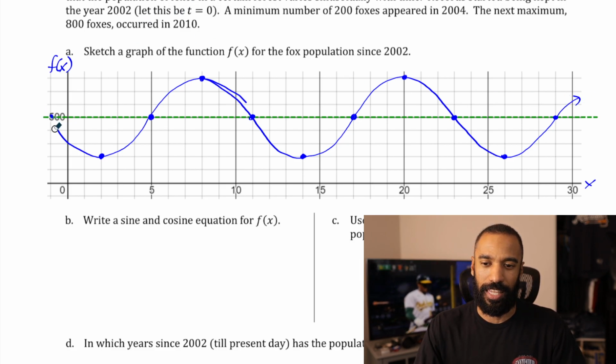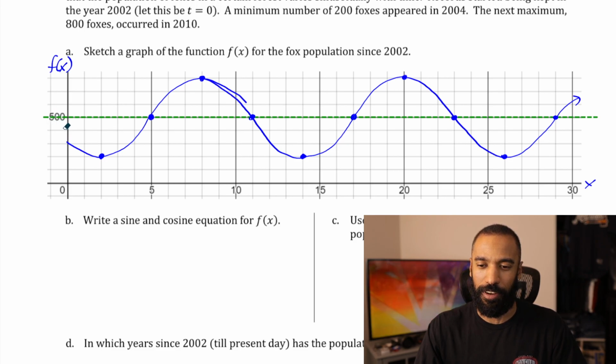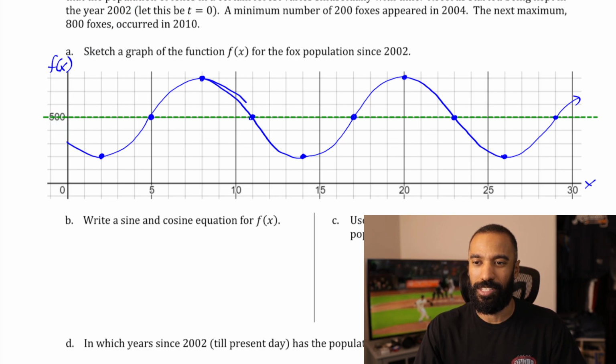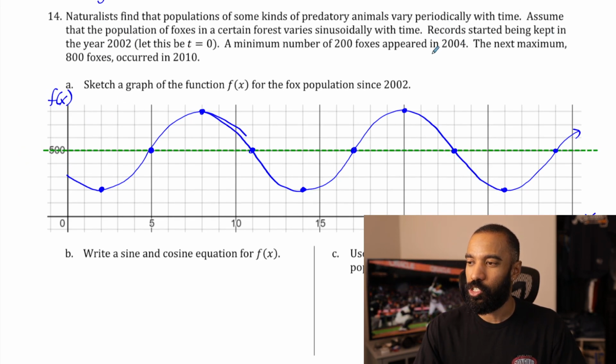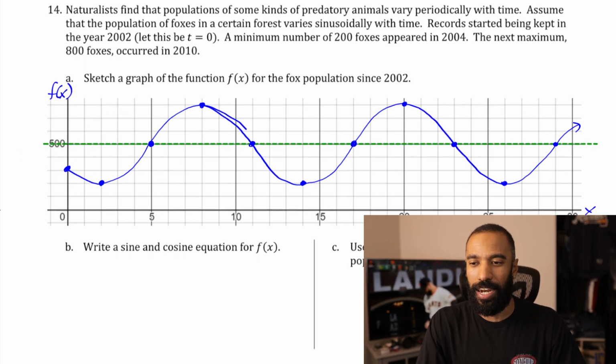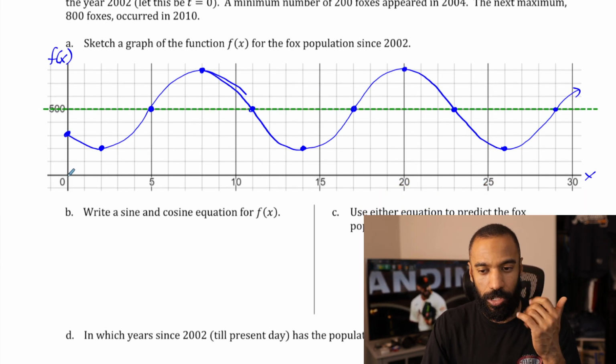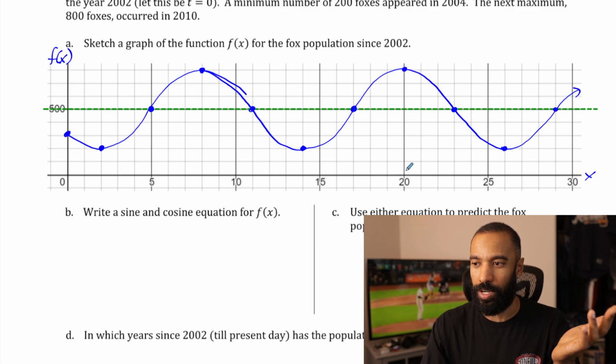Step 1, get that. So year 0 would probably be somewhere close to 300 foxes, probably a little bit more than that, but it's not something we actually know there. Did it start? Records started being kept in the year 2002, so like boom, right there, even though I don't know the actual point. All right, and it continues forward so we can predict things in the future. By the way, this is the year 2002. We're in 2022, which is 20 years later.